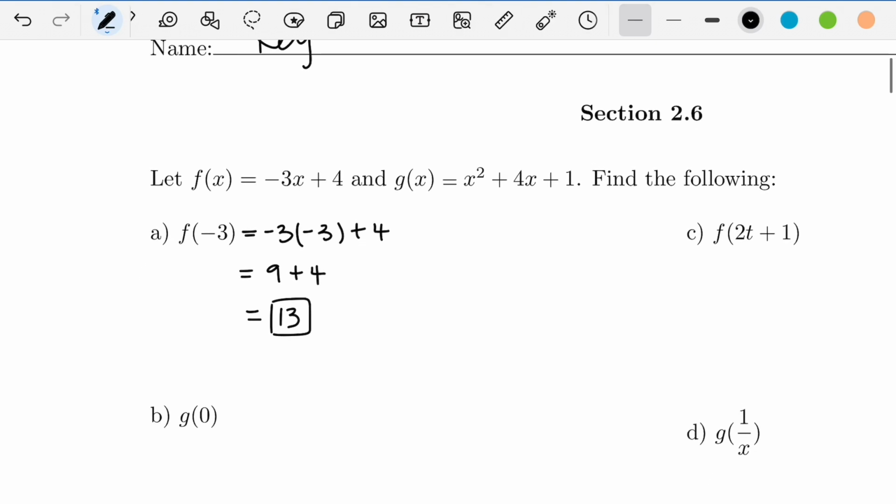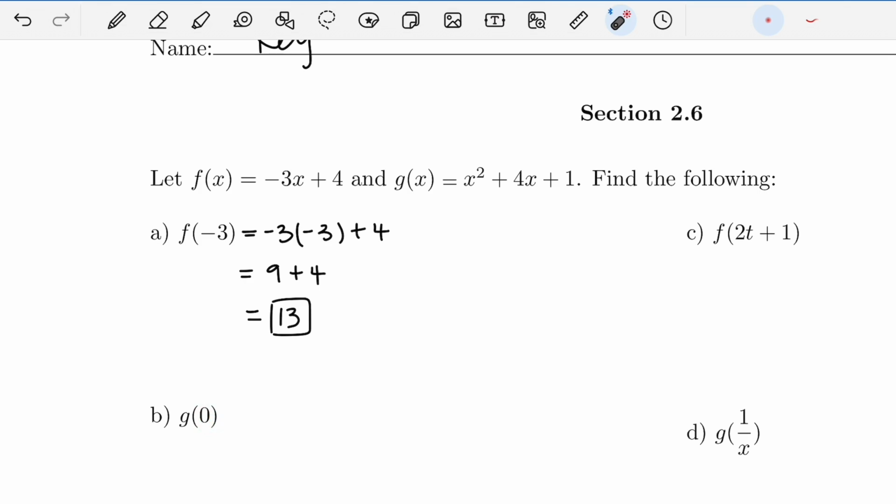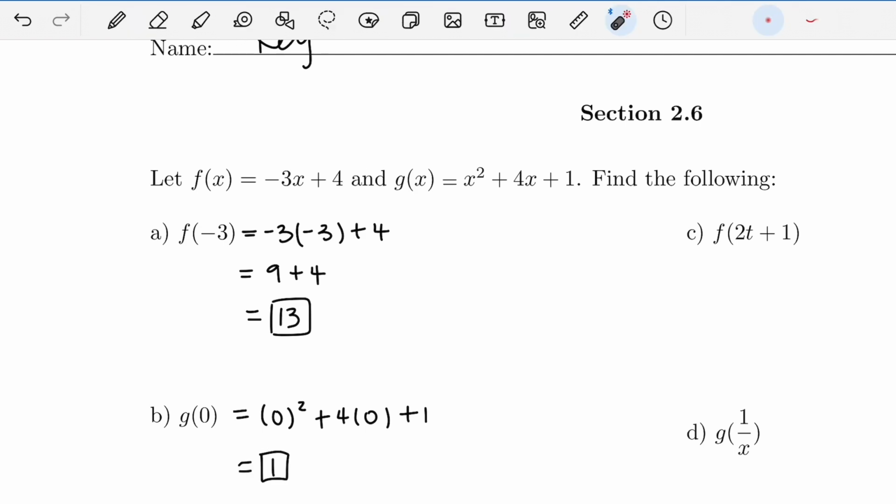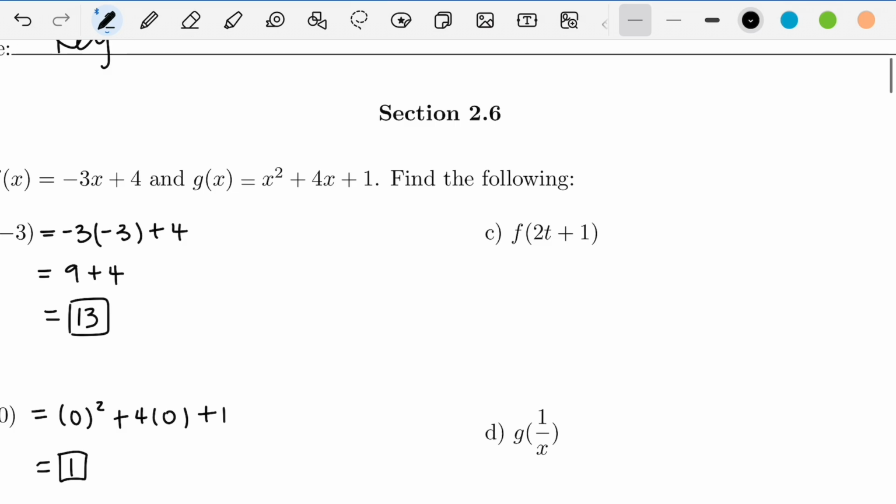Now for part B here, we're looking at g of 0. So we want to plug in 0 for our x's here. So we're going to get 0 squared plus 4 times 0 plus 1. So in this case, we're just left with 1. So this means the value of our function g of x when x is equal to 0 is equal to 1. All right, let's look at C here.